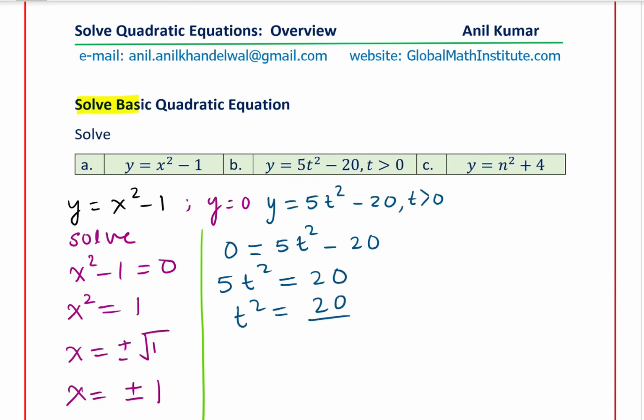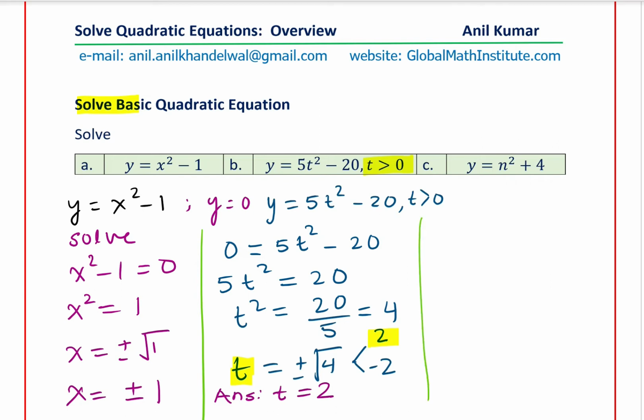So you could rearrange and get an expression on the right side as 4. So t will be equal to square root of 4. So plus and minus actually gives you two values, which is plus 2 and minus 2. However, we are saying that t is greater than 0. So the only solution is t equals 2. We'll ignore the other one, which is not a part of the solution. So when you write down the answer in this case, you say t equals plus 2. Is that clear to you? Perfect.